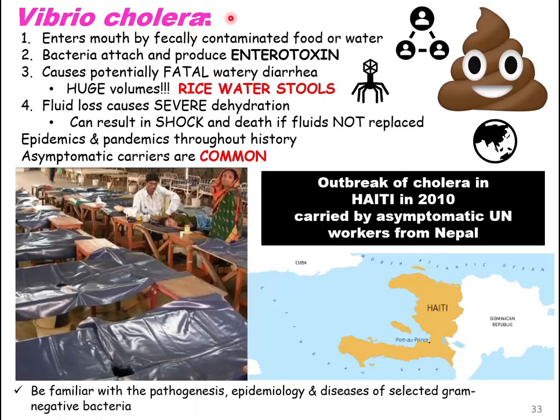So our first one, Vibrio cholera. Like I said, this is the calling card for watery diarrhea. And it's going to enter, once again, we have that fecal-oral route. Usually it's going to be through water. So this is a disease that you're not going to get from animals. You're going to get it from human to human contact. It is endemic in Asia and in Latin America.